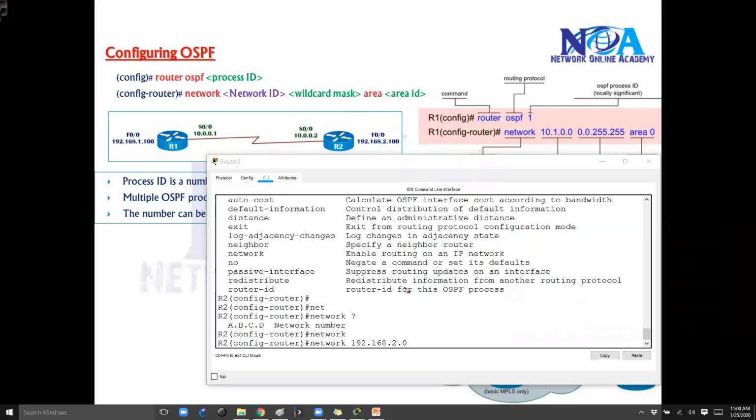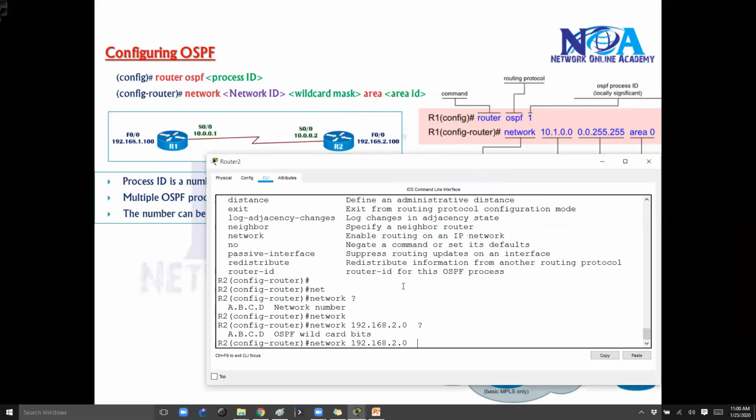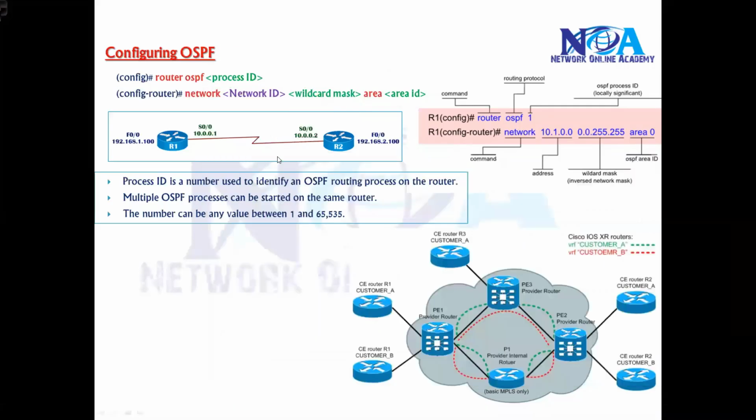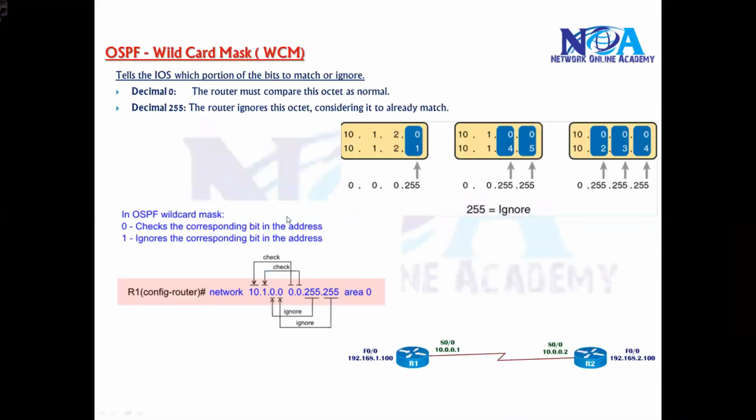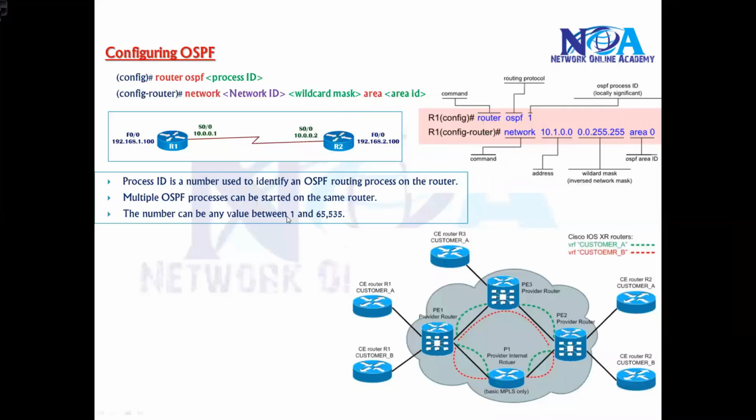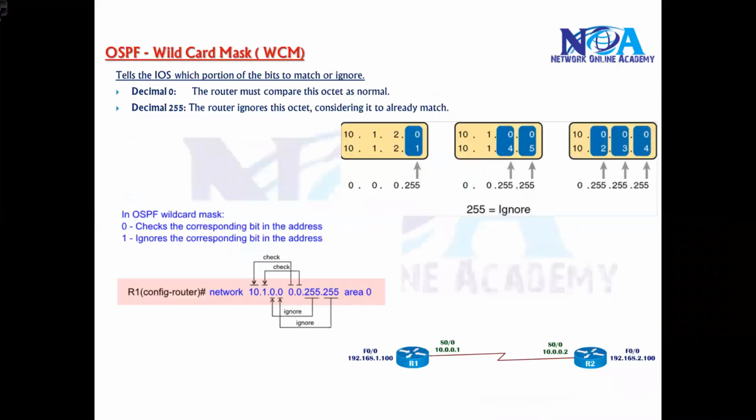So once you give the network ID, the next step is we need to define the wildcard bits. Okay, so to proceed, we also need to understand. So we understood what is process ID and the significance of the process ID. And then we need to know the wildcard mask or the wildcard bits. Now, this wildcard bits is kind of mandatory in the case of OSPF. So let's try to understand what is this wildcard bits or wildcard mask.